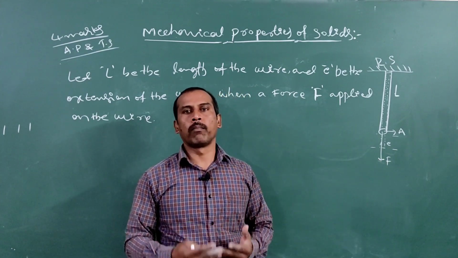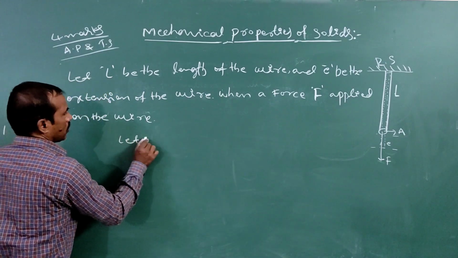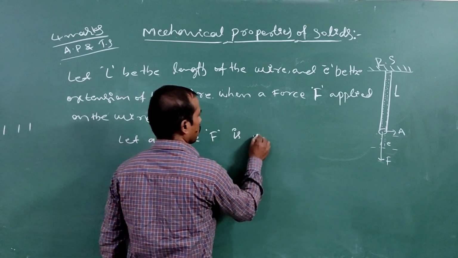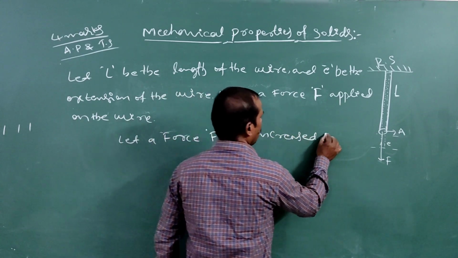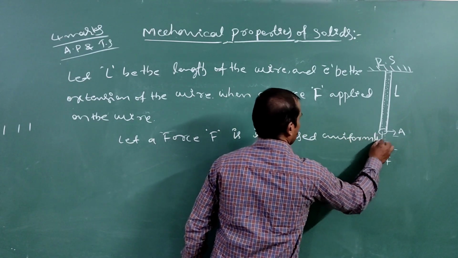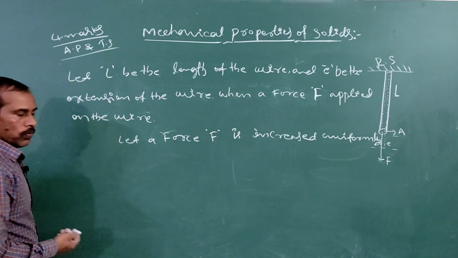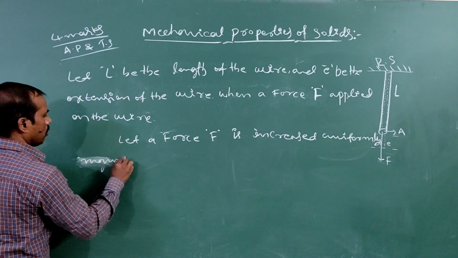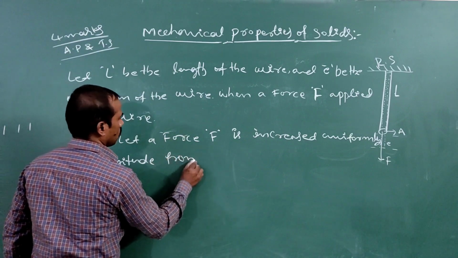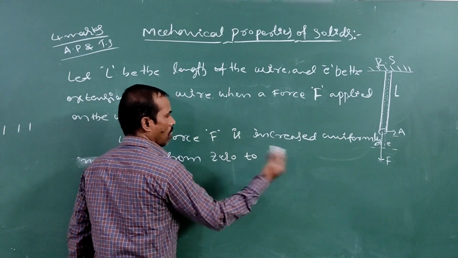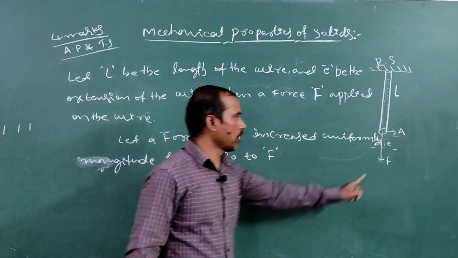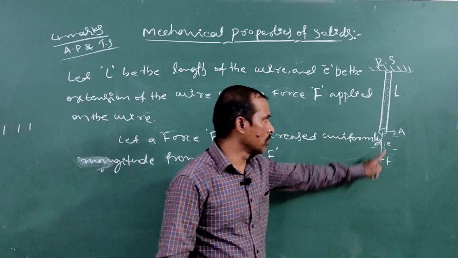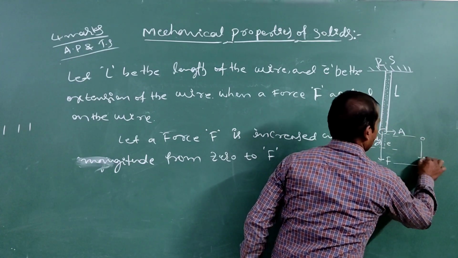Because of this external or applied force. Now let the force F be increased uniformly from magnitude 0 to F. Initially F is equal to 0. The final force is F. The magnitude of the force increased from 0 to F.